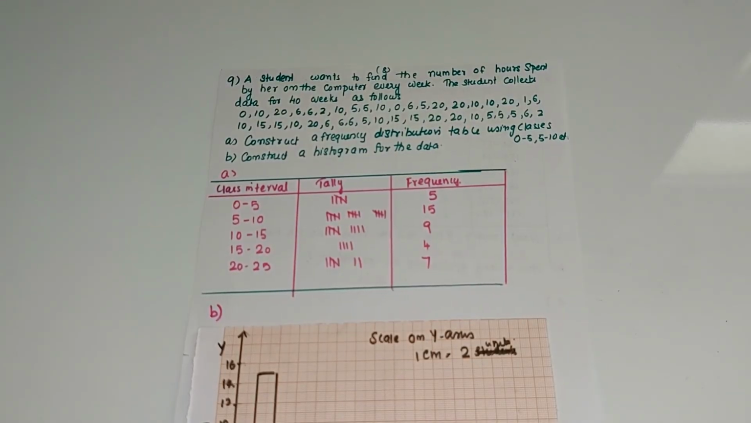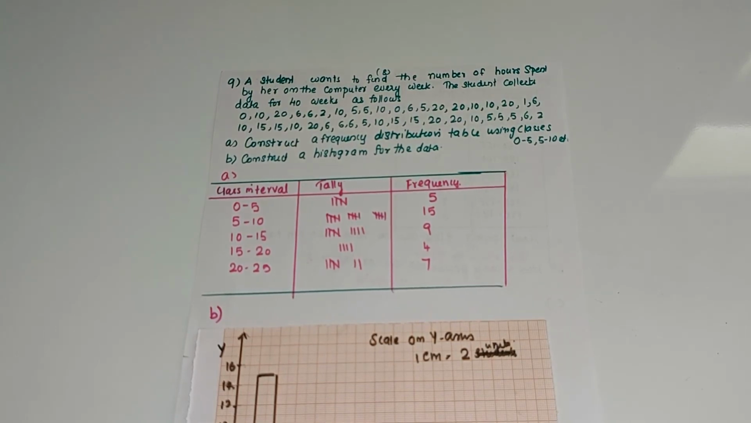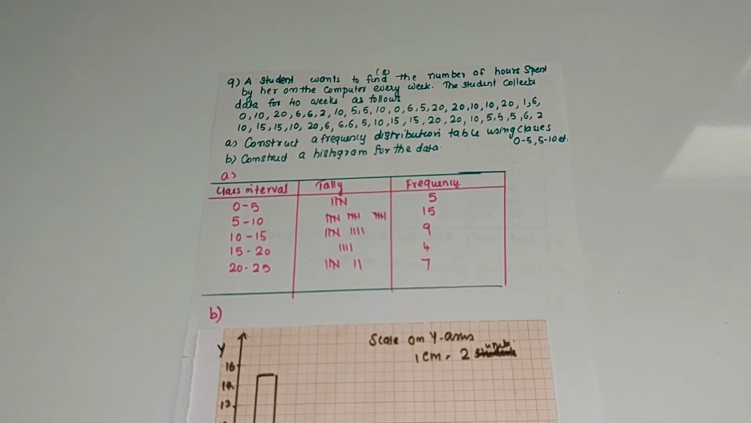Ninth one, a student wants to find the number of hours spent by her on the computer every week. The student collects data for 40 weeks as follows. The data are given: 0, 10, 26 and so on. Construct a frequency distribution table using classes 0 to 5, 5 to 10, etc., and construct a histogram. So using class intervals 0 to 5, 5 to 10, 10 to 15, 15 to 20, 20 to 25, you can count.